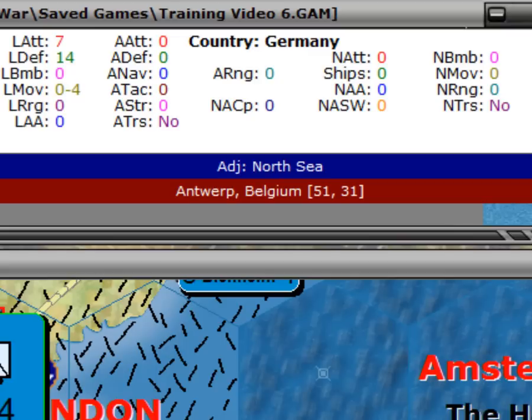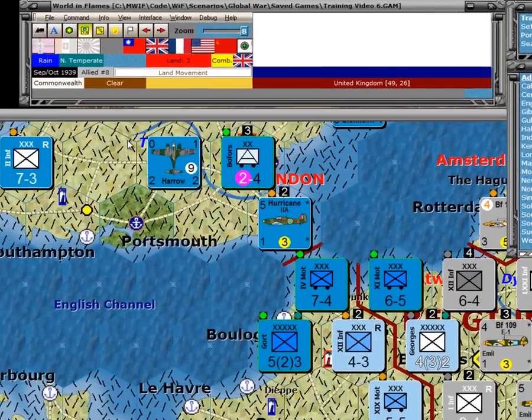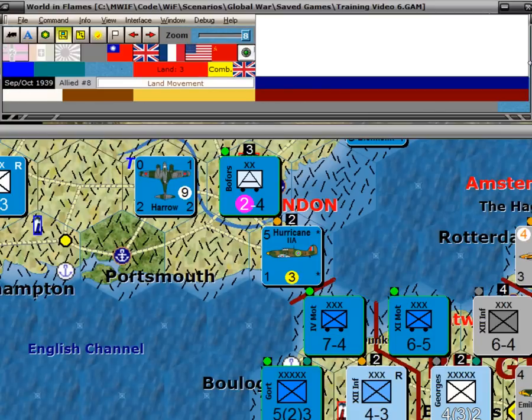If I go to this German unit, there are 4 units in this hex, and I am told that there's 7 attack strength points, 14 defense strength points. These L's all indicate those are land factors. There are no air units because the air attack and defense strengths are all 0, and the naval side is also all 0. So this panel up here gives you information on individual units or a stack of units in a hex.